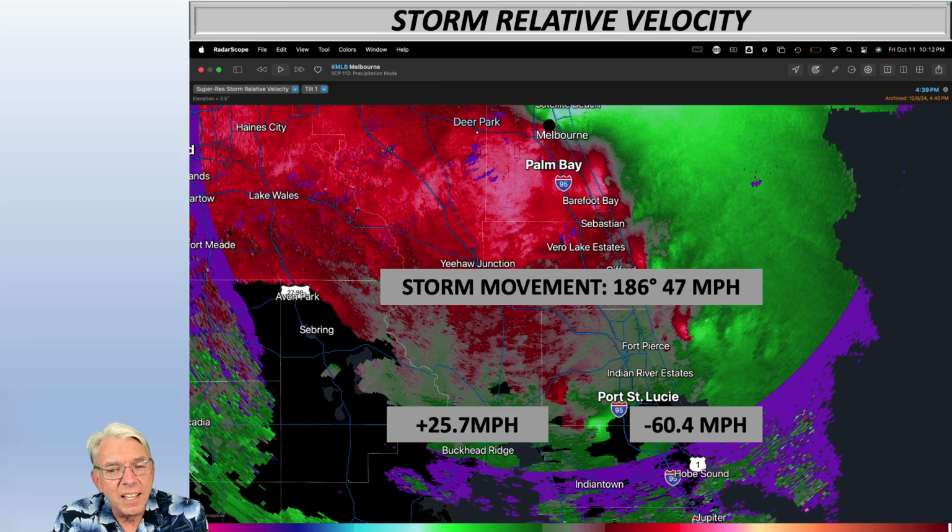So by subtracting out the motion of the storm, okay, then you see what the system itself is generating, and it makes it much, much easier for any radar operator to see those areas of rotation, because now you have the greens and the reds adjacent to each other, and the higher those values and the bigger the difference, then the more rotation you have. Like in this case, you have a minus 60 and a plus 26, if you will, if you're rounding up. So that's 80, let's see, about 85, 86 miles per hour of rotation, okay, which is pretty significant.